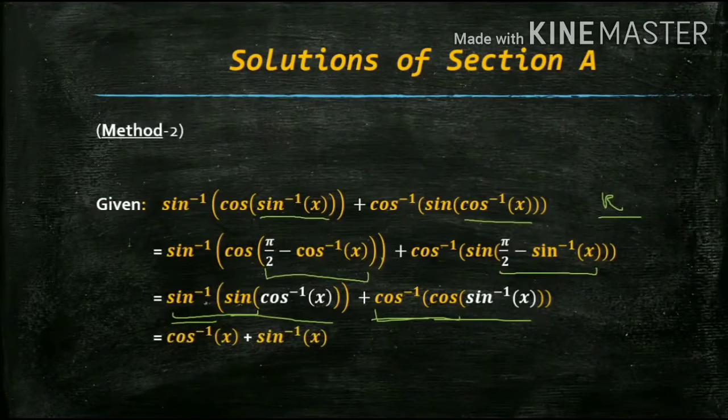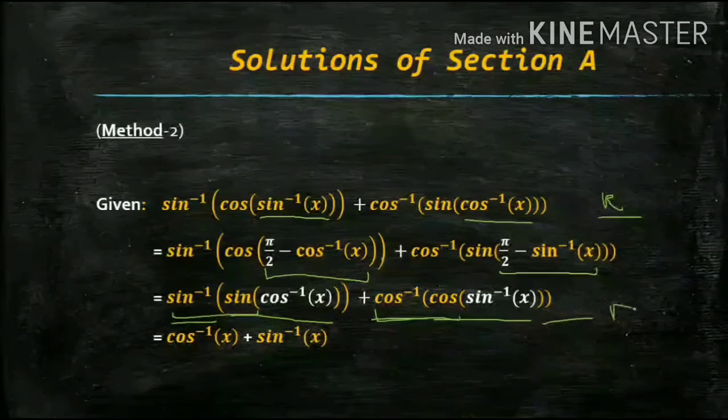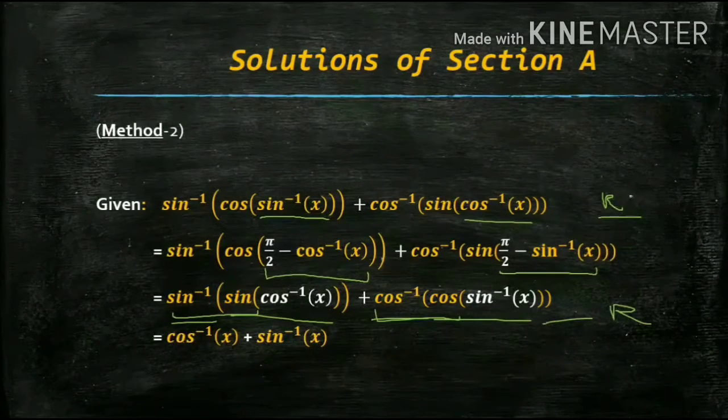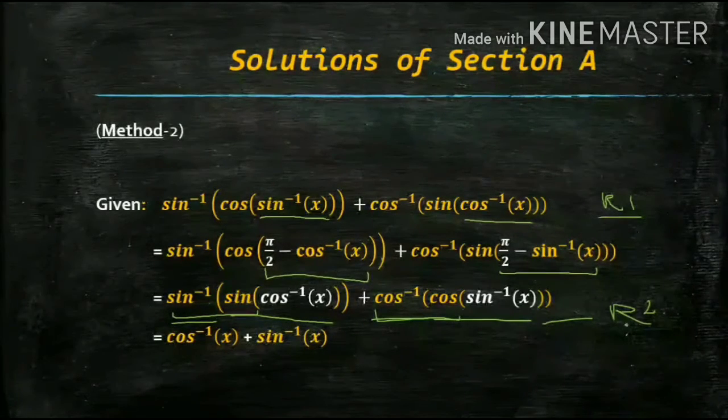So you just cancel them because you know that sine inverse of sine x. Now this is the reasoning number 2 that you have to write. This is reasoning number 1, reasoning number 2: that sine inverse of sine x is x, and cos inverse of cos x is x, when x belongs to the closed interval minus 1 comma 1. This is the reasoning you have to write for both. Don't forget that.